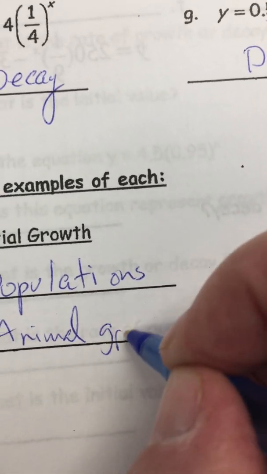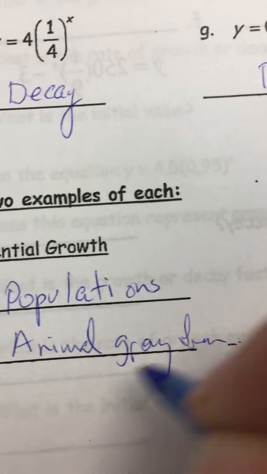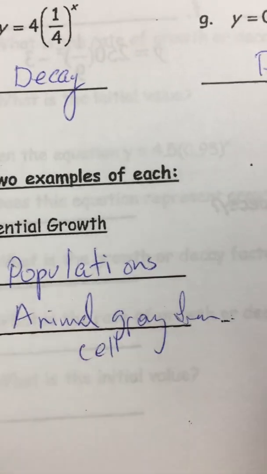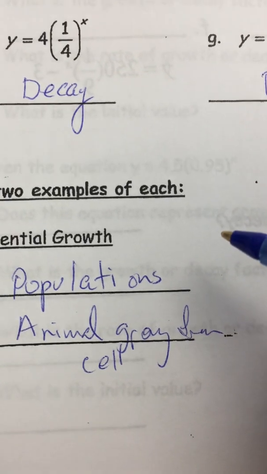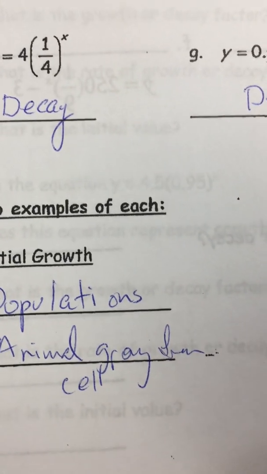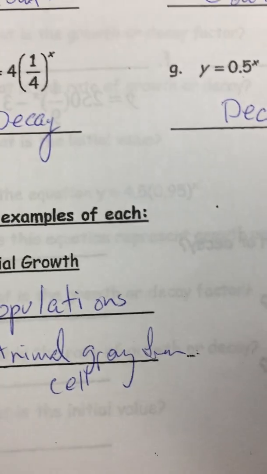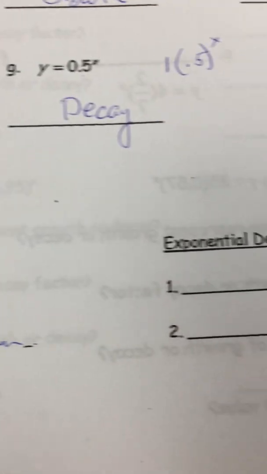Animal growing from a cell. You can put that, because you start off with 1 cell and then they split and split and split. Other things that grow exponentially: population sizes, weights, animals that are growing. There's a whole variety of them when we start doing the worksheets.